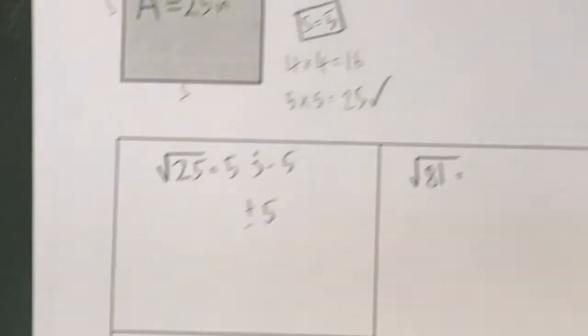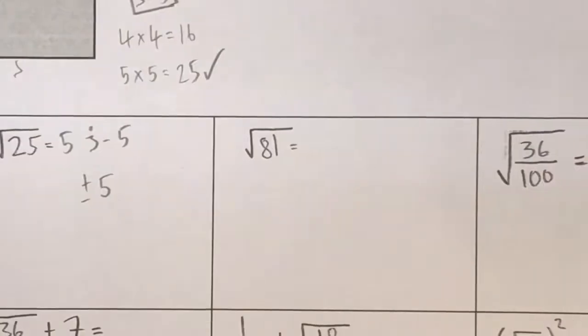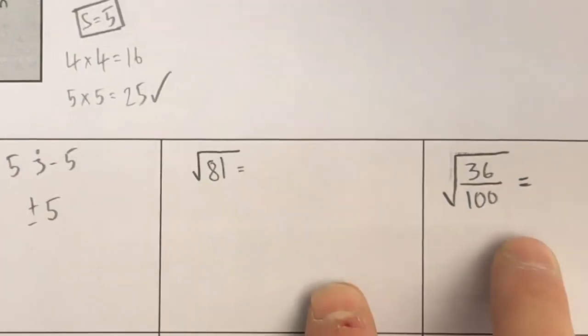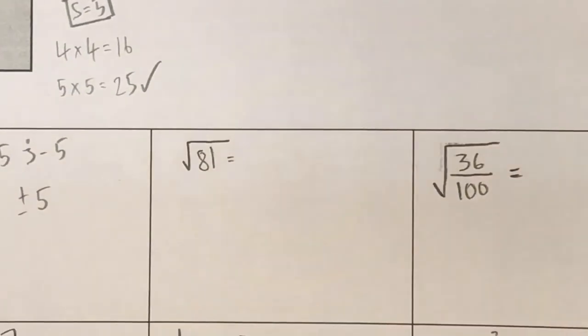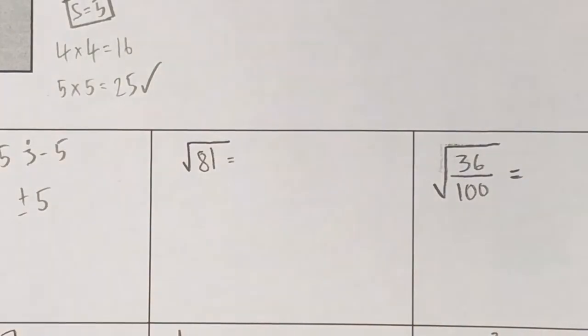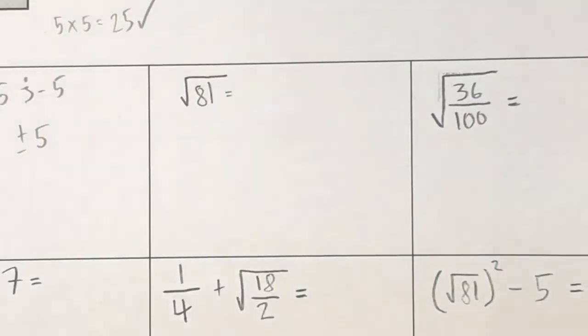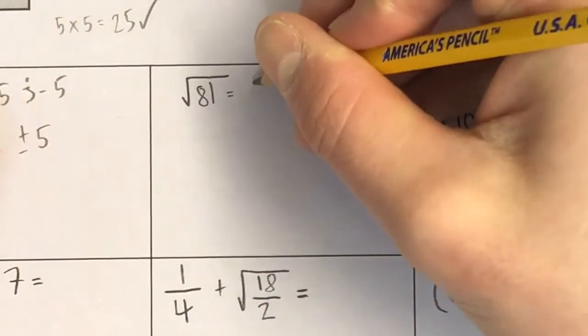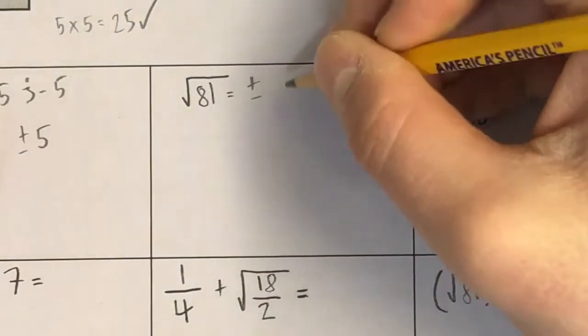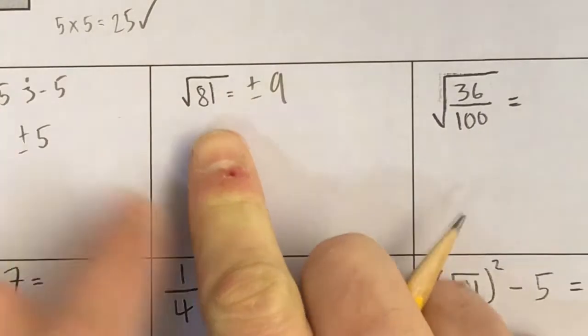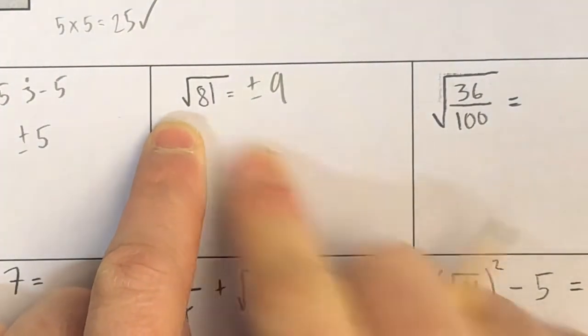All right, so what you should do now is you should pause, and you should try to do these 2 on your own. Go ahead and pause and give these 2 a shot. All right, after pausing, you should get positive and negative 9 is your solution here.